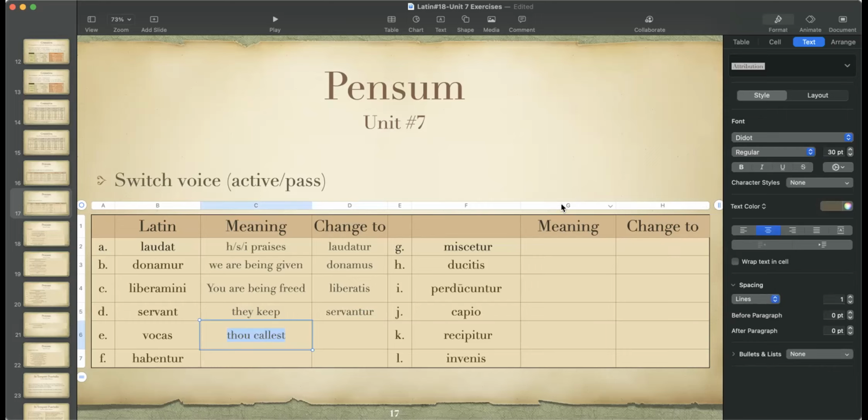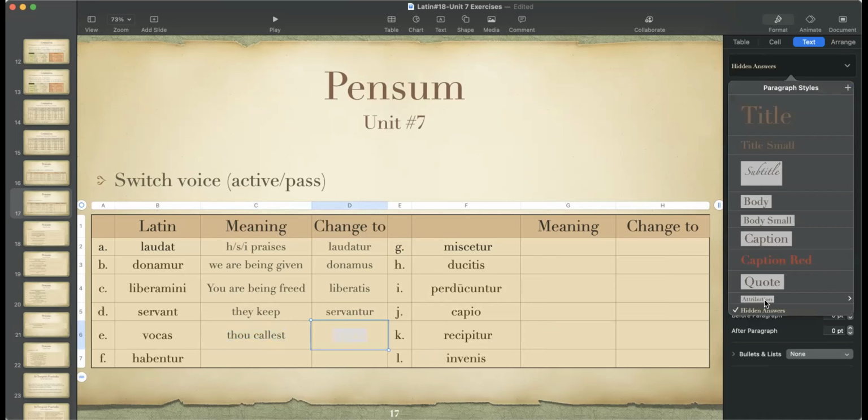the N-E ending on the verb at the front turns it into a question. So I don't know about you, but I've often shouted to somebody, are you calling me? So it'd be vocasne me, are you calling me? Anyway, vocas goes to vocaris, yes. Vocaris.